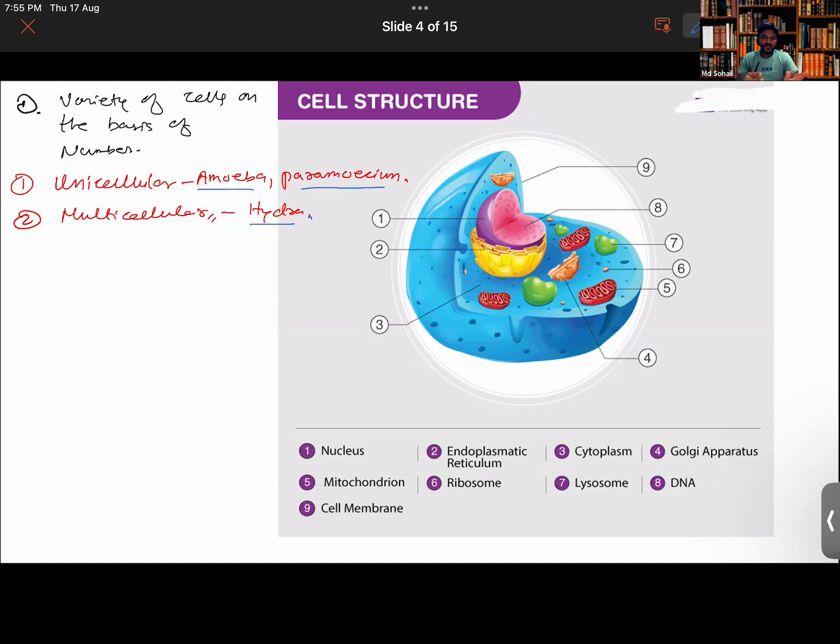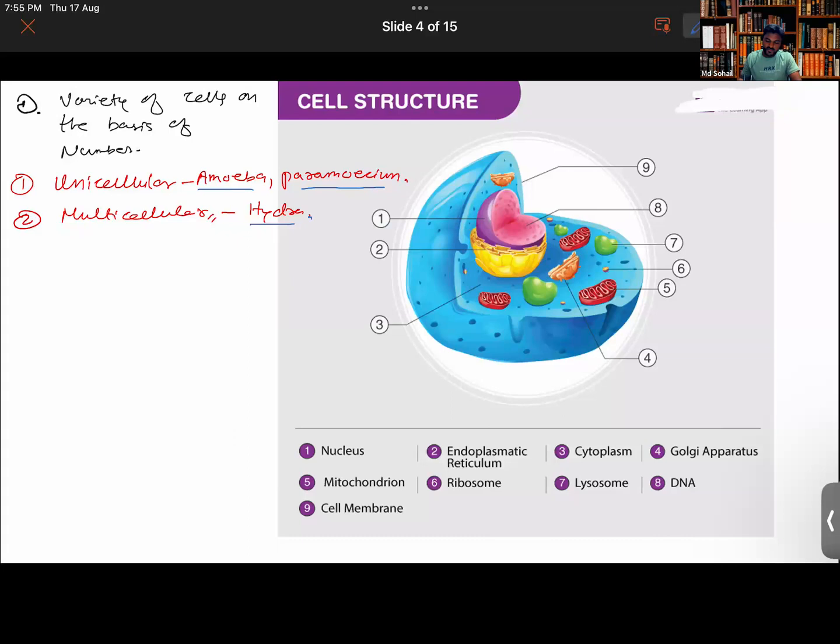While in the multicellular organism, you have got a specialized group of cells to perform different functions. Those specialized cells form tissues, then tissues form organs, and organs form organ systems, or systems, the complete organism, right? So that was the classification of organisms based on the number of cells in them, right? So majority of the points we have covered.